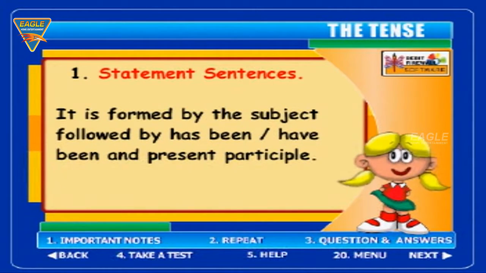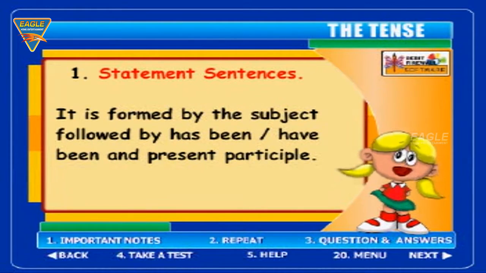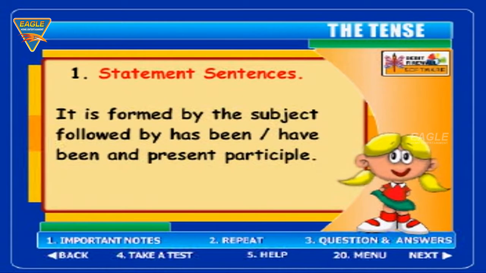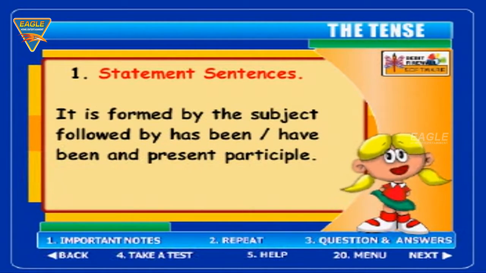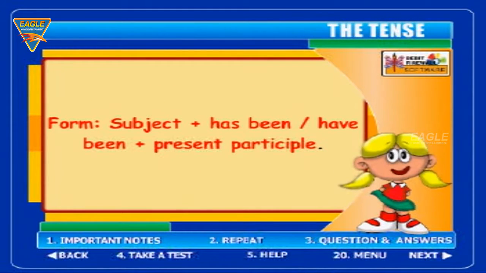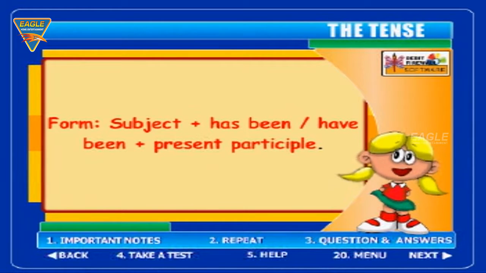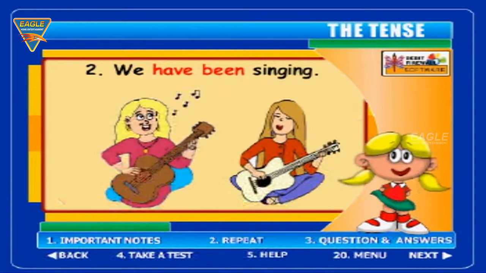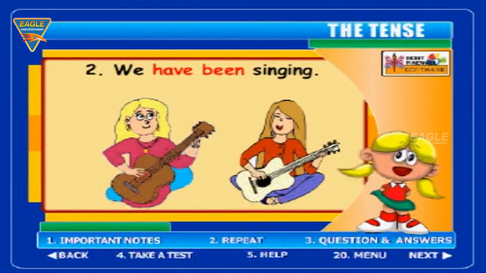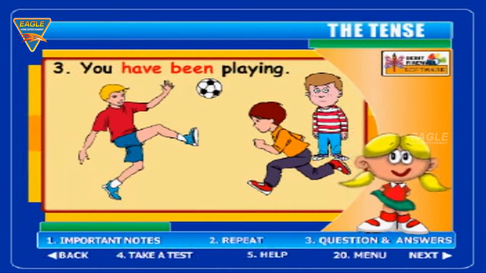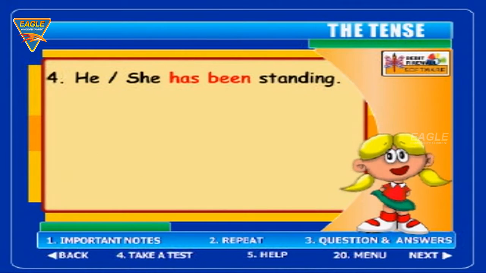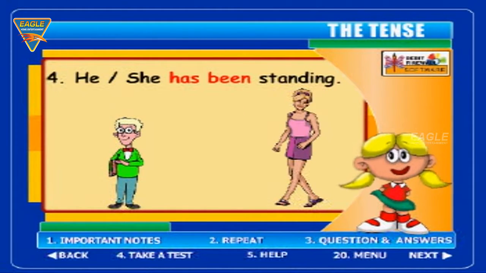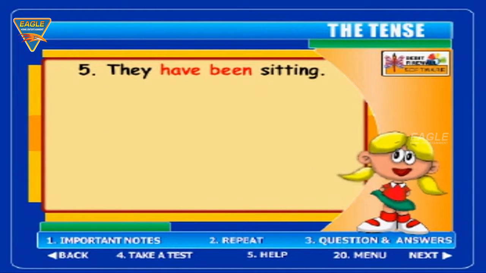Statement sentences. It is formed by the subject followed by has been or have been and the present participle. Form: subject plus has been or have been plus present participle. Examples: I have been reading. We have been singing. You have been playing. He or she has been standing. They have been sitting.